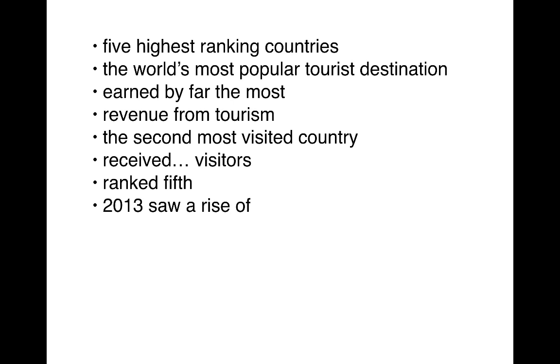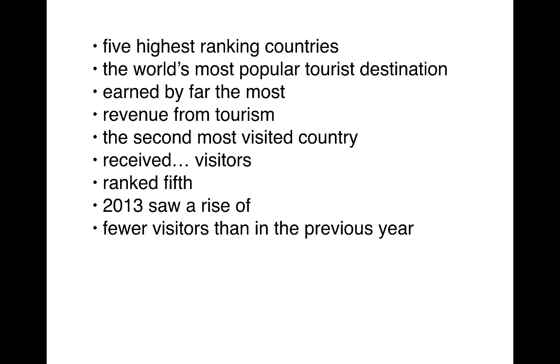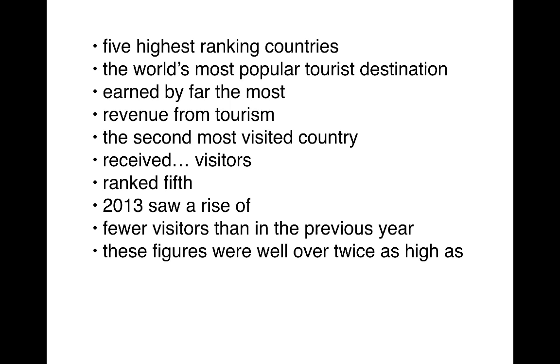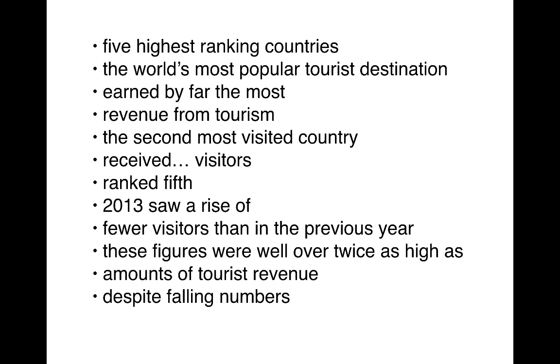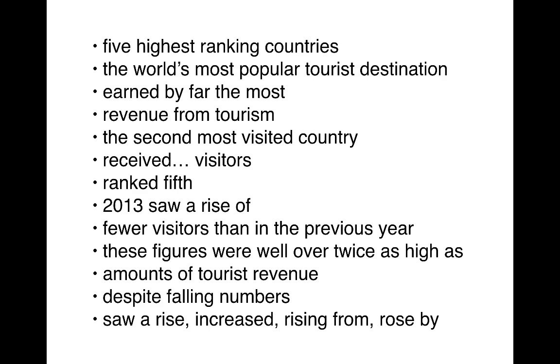2013 saw a rise of. If you've watched my previous video lessons, you'll know that I like to use this phrase with C. You can say that with a country as well. You can say France saw a rise in number of tourists, or the year in this case, 2013, saw a rise of. Fewer visitors than in the previous year. These figures were well over twice as high as. Amounts of tourist revenue, despite falling numbers, and saw a rise, other change language, increased, rising from, rose by.